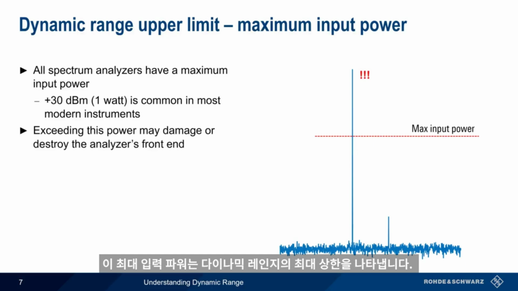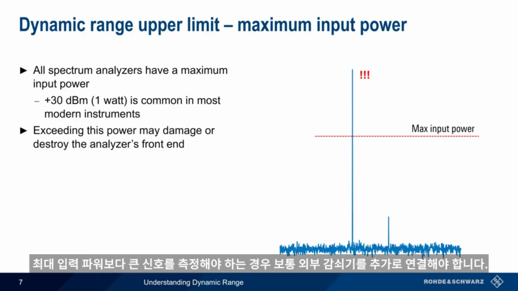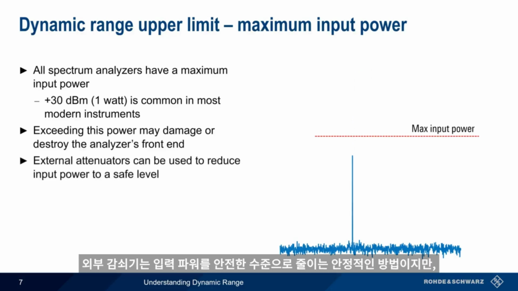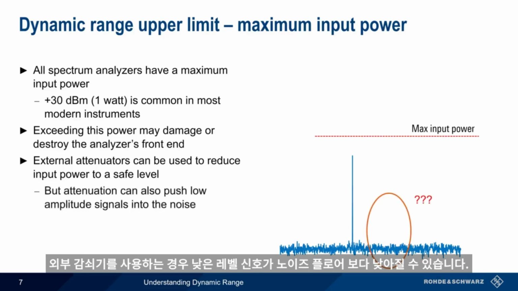So clearly this maximum input power represents the maximum upper limit of dynamic range. If signals with a power greater than this level need to be measured, external attenuators are a simple and reliable way to reduce input power to a safe level. But note that this attenuation can also push low amplitude signals beneath the noise floor.